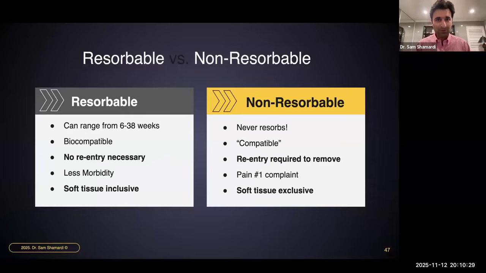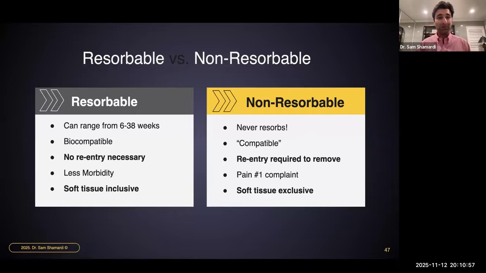There are two different types of membranes. There are membranes that resorb on their own. There are membranes that are non-resorbable. They have completely different characteristics. They have completely different indications, risks, and times when they're of good use. And it gets more complicated because, as you can see, in the resorbable category, there is such a wide range of when those membranes actually resorb. Some of them as soon as 6 weeks, some of them as long as 38 weeks.